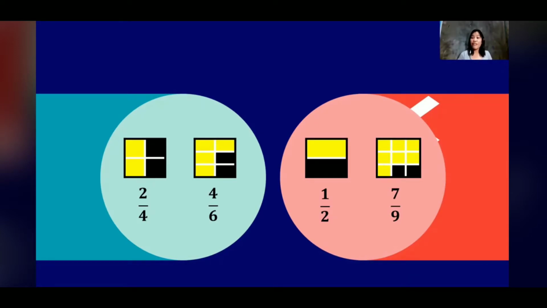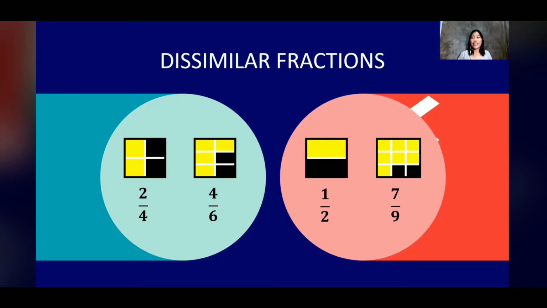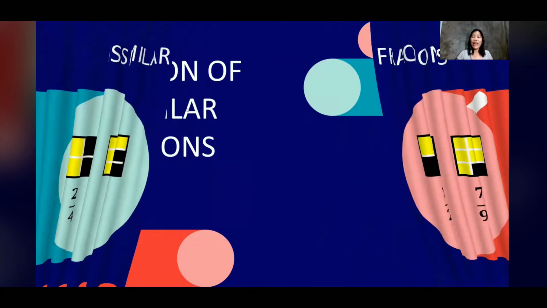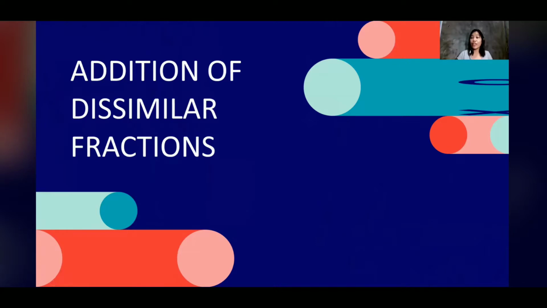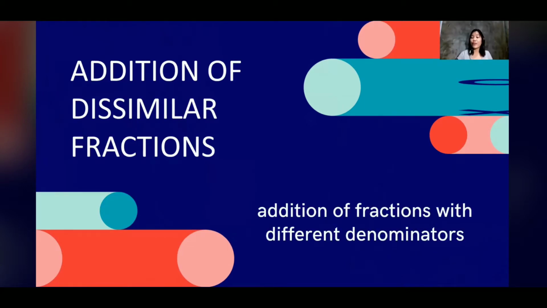So what did you observe in these fractions? Correct. They have different denominators. And if the fractions have different denominators, how do we call them? Yeah, we call them dissimilar fractions. Again, dissimilar fractions are fractions with different denominators. So our topic for today is about addition of dissimilar fractions. When we say dissimilar, it is different. So today we will put fractions with different denominators together.